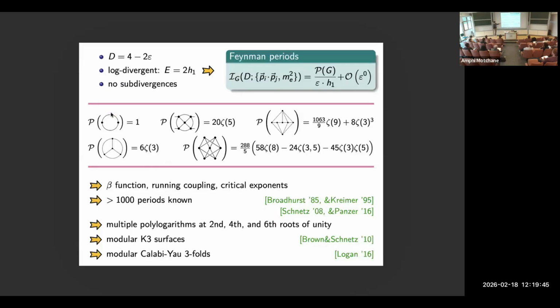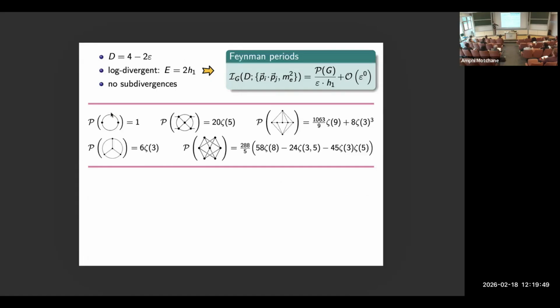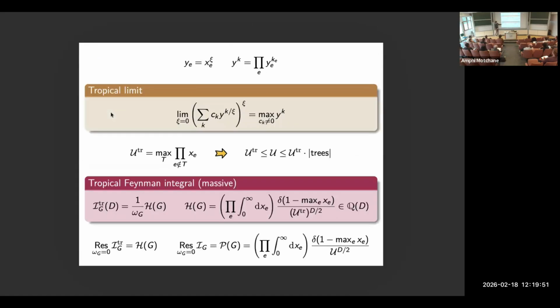Okay, so what happens? Sorry, I have a bit of a delay here. What happens to the integral? So the actual Feynman integral now gets a superscript trop for tropical. And what happens is, in the integral, everything becomes tropical, the polynomials become tropicalized.